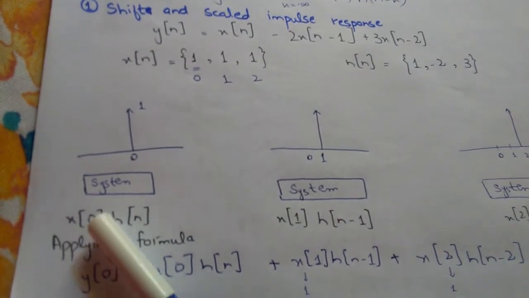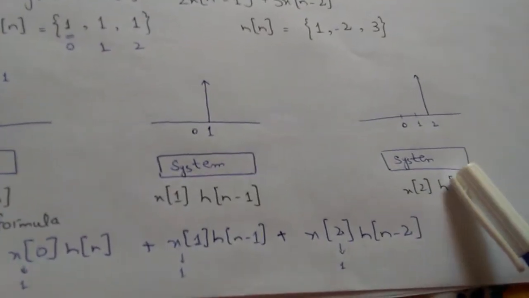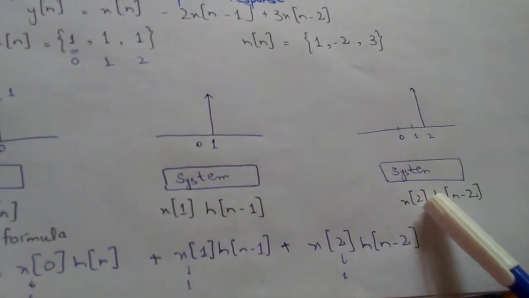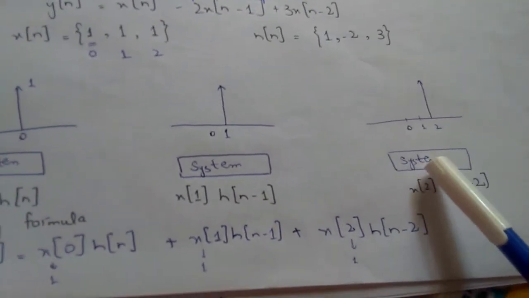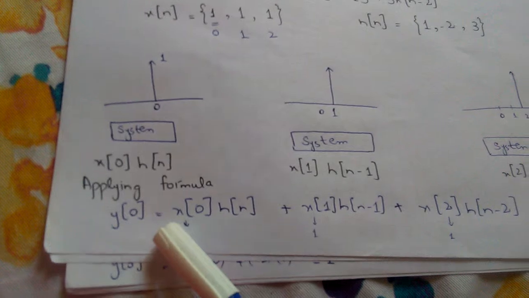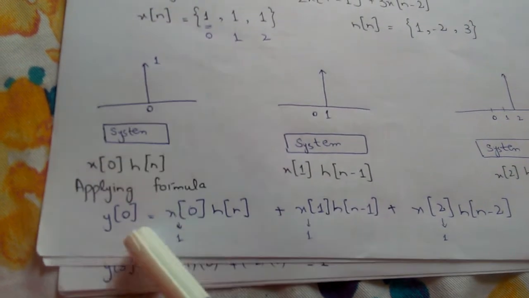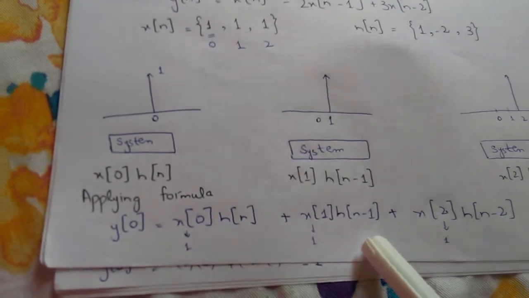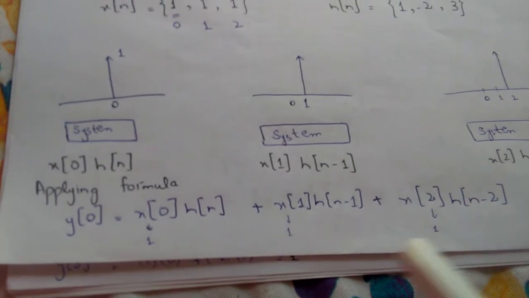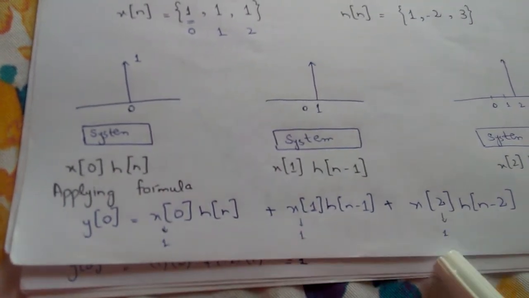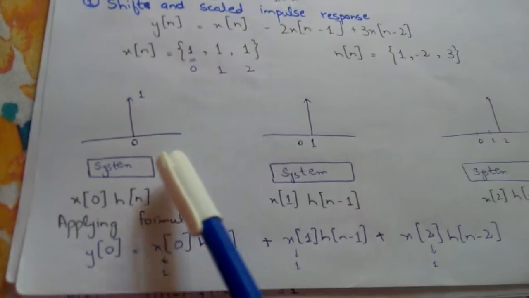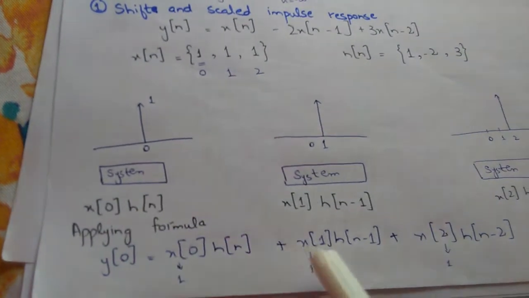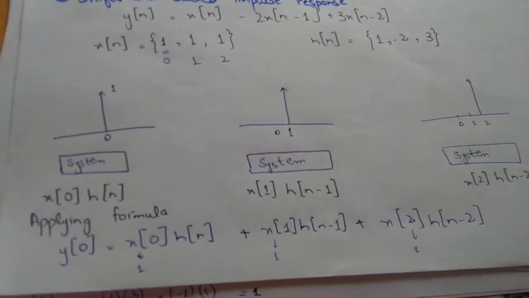We know that x of 0 is equal to 1, so we get the same answer. And here h of n minus 2, so we have the impulse response at index 2. When we multiply by x of 2, we obtain the same response. Applying the formula, that is adding all the responses, y of n is equal to x of 0 h of n plus x of 1 h of n minus 1 plus x of 2 h of n minus 2. X of 0, x of 1 and x of 2 are 1 1 1, so this is the representation for each.